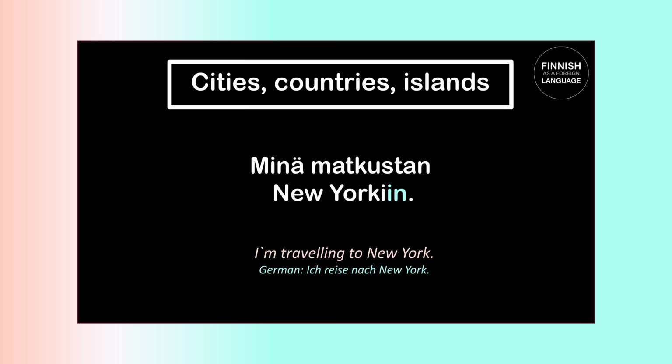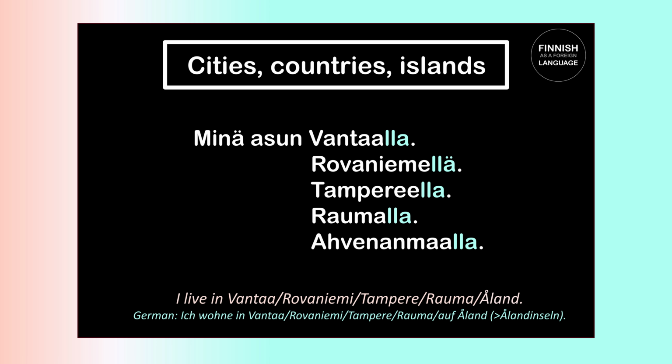Let's take some more examples. Minä matkustan New Yorkiin means I'm traveling to New York. And by the way, if you want to say that you live in Vantaa, then you'd say asun Vantaalla. Or minä asun Rovaniemellä. I live in Rovaniemi. Or minä asun Tampereella. I live in Tampere. Or minä asun Raumalla. I live in Rauma. Or one more, minä asun Ahvenanmaalla.